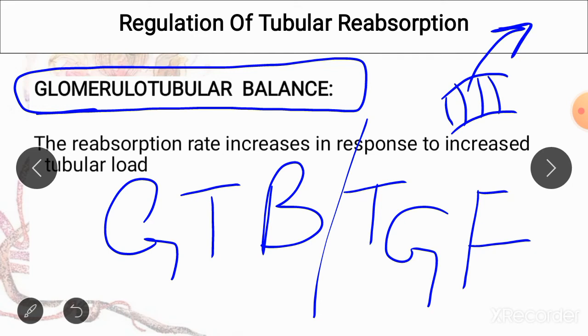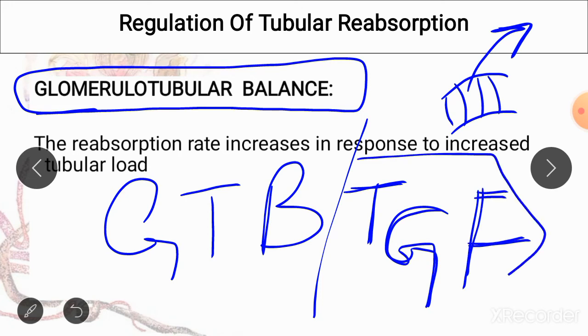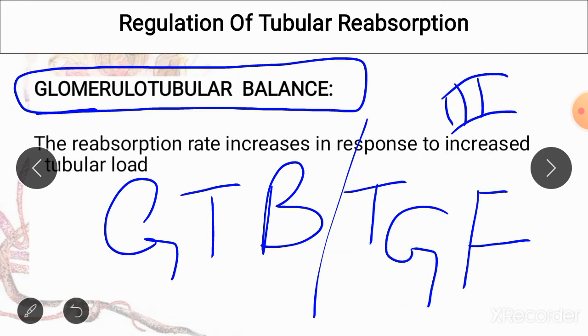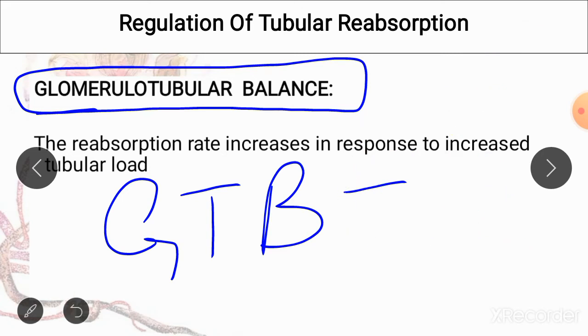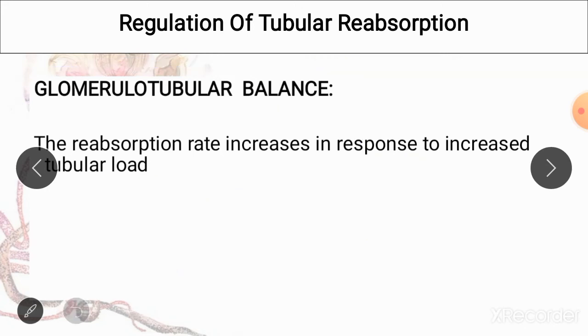So you must not confuse glomerulotubular balance with tubuloglomerular feedback, because tubuloglomerular feedback is an entirely different process which is concerned with the macula densa cells. So let us now first discuss the glomerulotubular balance. Now what is meant by glomerulotubular balance?